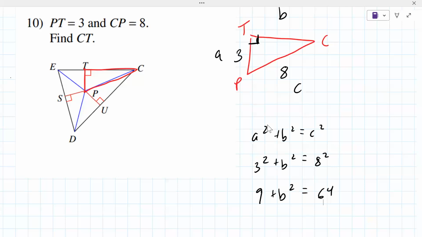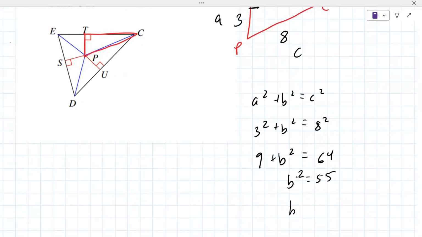So would it be b squared equals 55? Yeah, so that means that when you take the square root of both sides, it's just b equals the square root of 55. We'll just leave it like that for now.